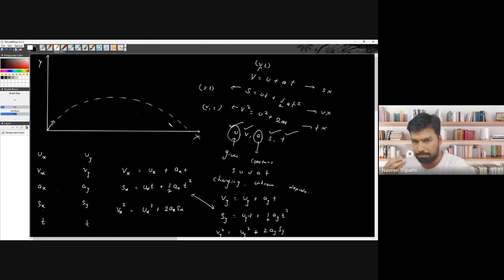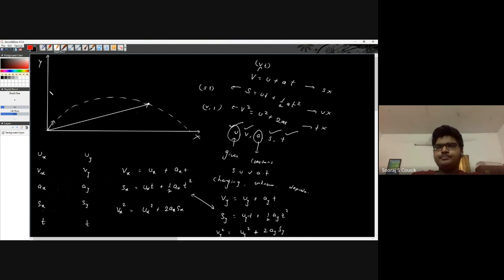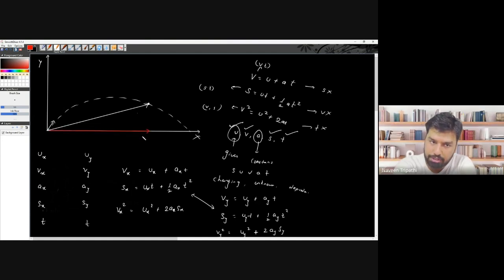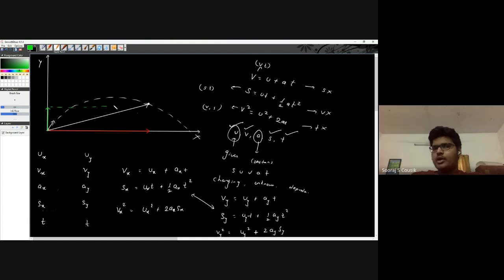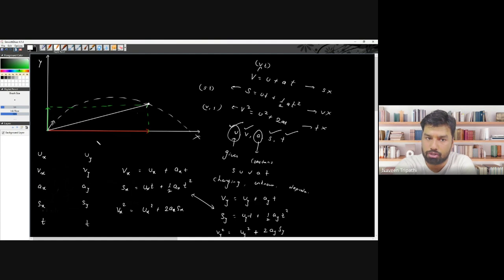So, for example, let me take a worst case. Let's say the particle is somewhere here, midair. We know that the displacement vector is here. That displacement will definitely have two components, horizontal and vertical. Correct? Now the horizontal component is sx, the vertical component is sy. And right now, let's say the velocity here is some v value. That v value will also have two components, vx and vy.